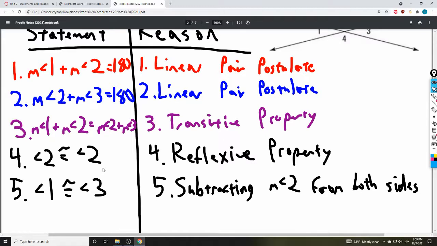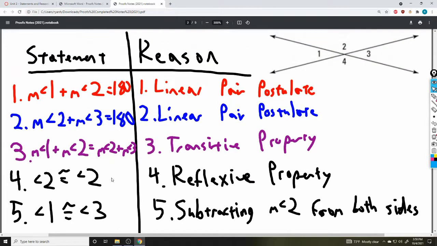This way of organizing things is called a 2-column proof. This is the way you'll see a lot of geometry textbooks show this kind of proof. And it has the idea of making sure you organize yourself so that every statement you make has a reason justifying it. So this is that same proof in a 2-column structure.